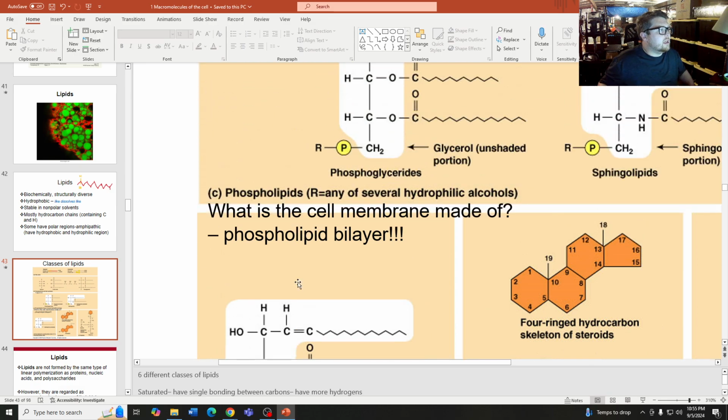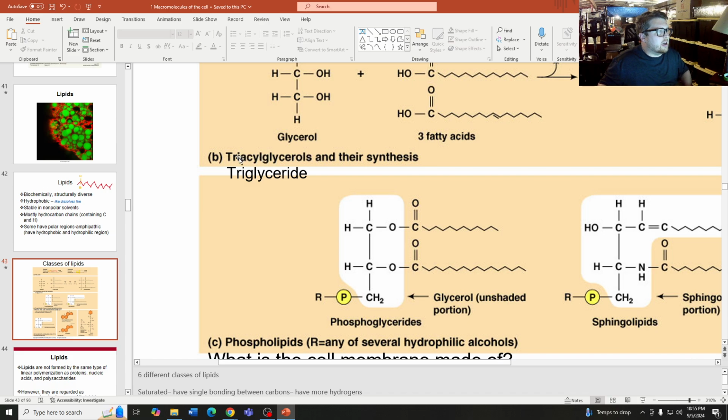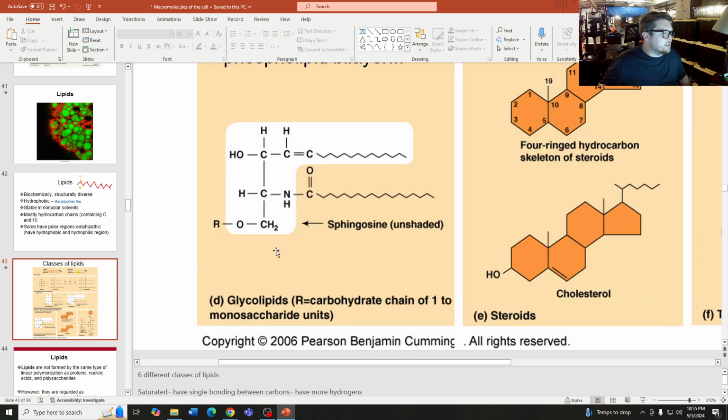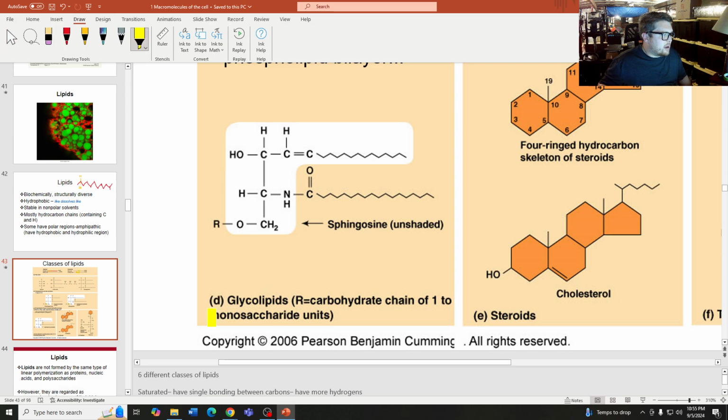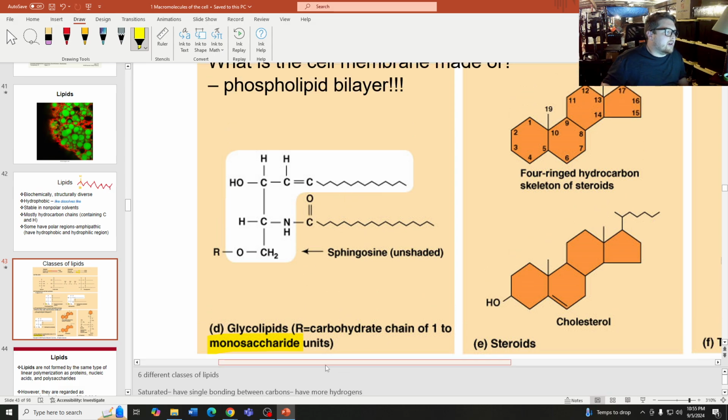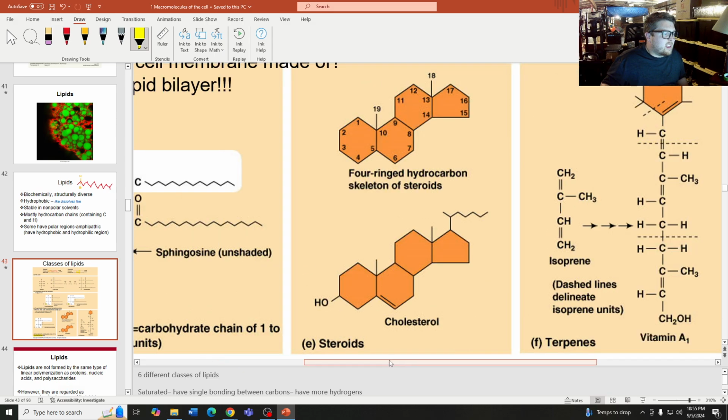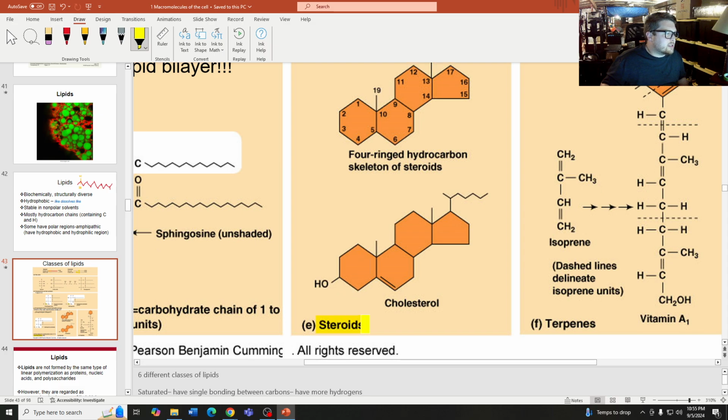If you think, remember, we look at triacylglycerol, glycerol, and glyco. Glyco meaning glycogen, glucose. Think sugar. So we can have it bound to a sugar, a monosaccharide, so a sugar being bound to fatty acids. We can have steroids.